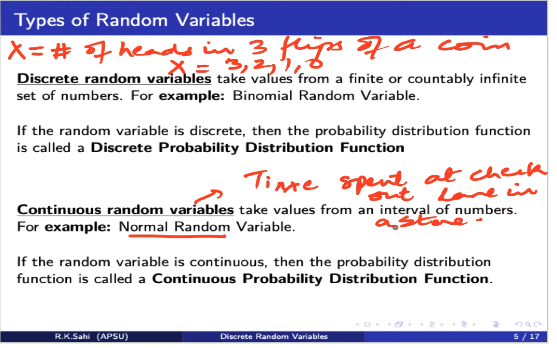So the probability distribution function of a continuous random variable is called a continuous probability distribution function. We will be talking about continuous random variables in another session, but at this point I'm just giving you the big picture. When you look at a random variable, not just a variable, it's a variable whose value depends upon chance. Chance is the probability of that event happening or not happening. So we talked about 2 kinds of random variables: one is discrete, one is continuous.